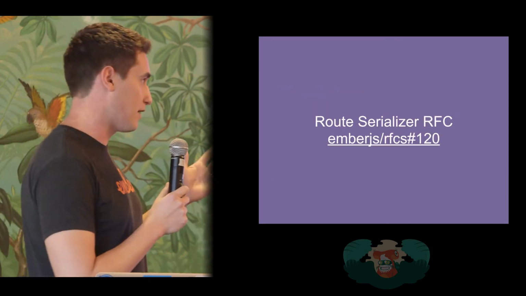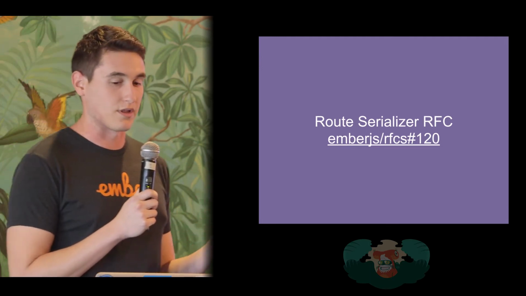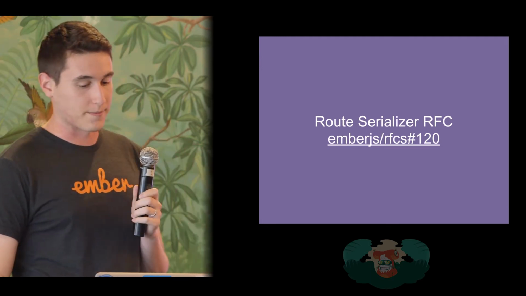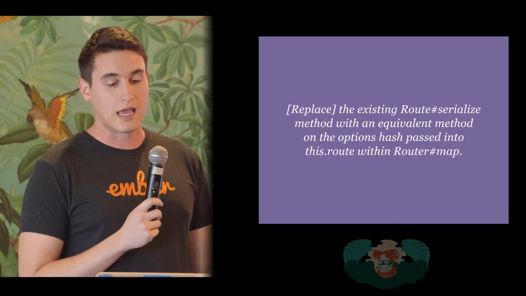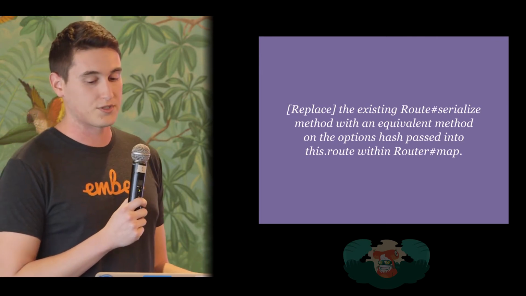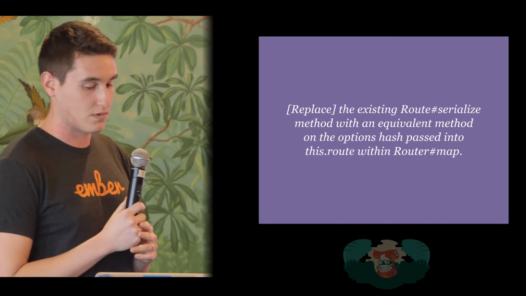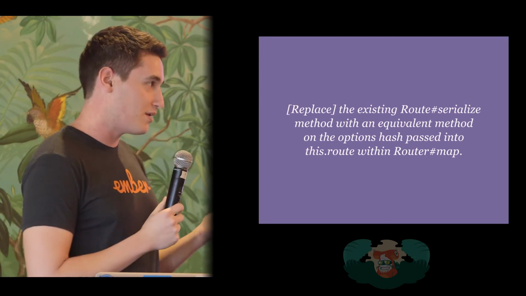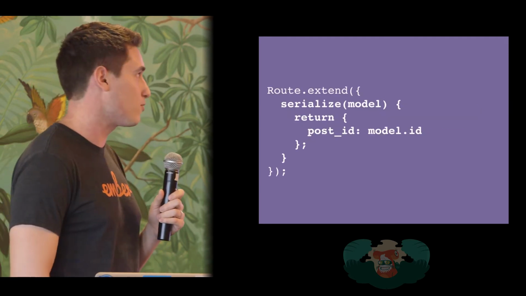So I worked with Dan Gephardt and Robert Jackson primarily on drafting what we called the route serializer RFC. And this RFC simply says its aim is to replace the existing route serialize method with an equivalent method on the options hash passed into this .route within router map. So that may be a bit unclear. So let's, again, look at a solid example.